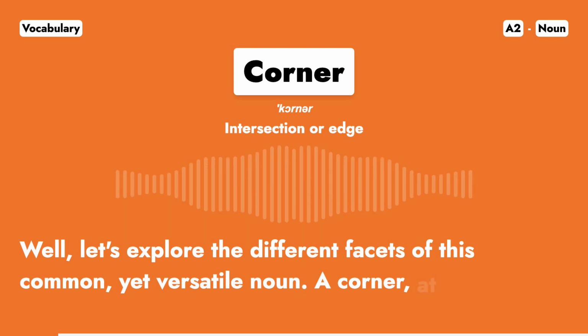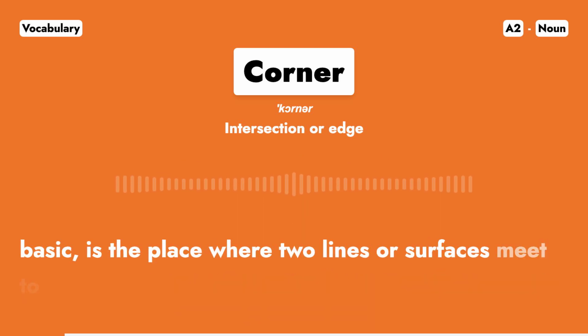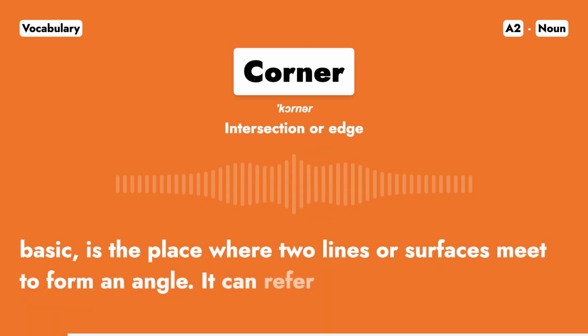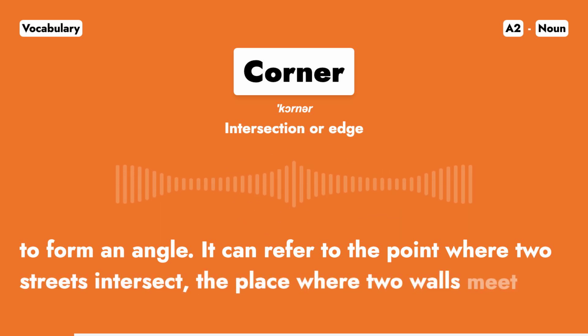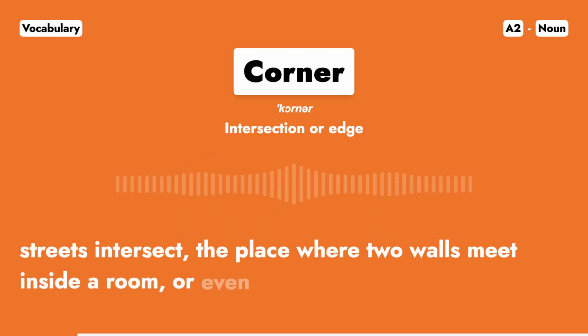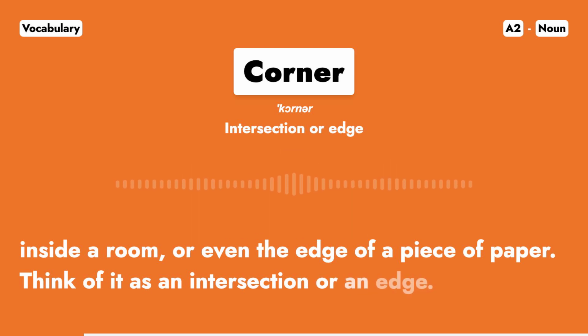A corner, at its most basic, is the place where two lines or surfaces meet to form an angle. It can refer to the point where two streets intersect, the place where two walls meet inside a room, or even the edge of a piece of paper. Think of it as an intersection or an edge.